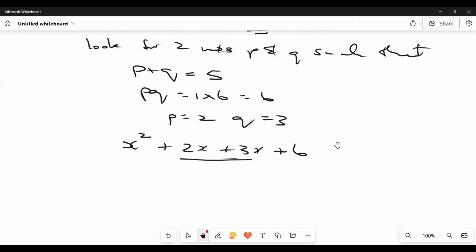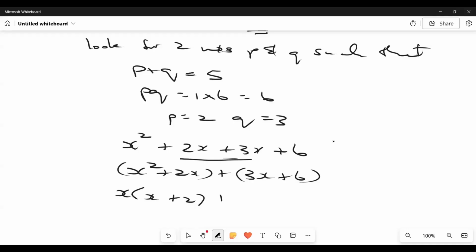So now, we're going to group these two together: x squared plus 2x, put them together. And we can now factorize further. So let's take out x here. You get x plus 2. Take out 3 there. 3 seems to be the common factor. We get x plus 2. Now we also see here that these two brackets are the same, so we can pull them to the front. x plus 2 times x plus 3.